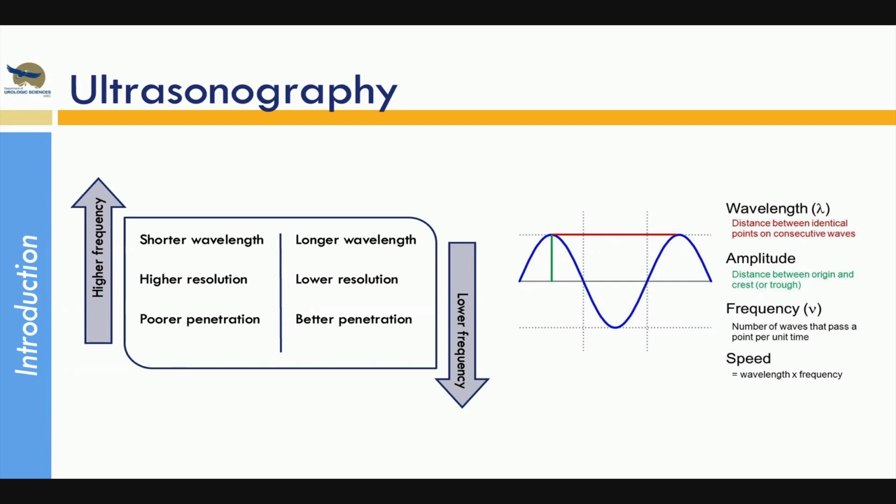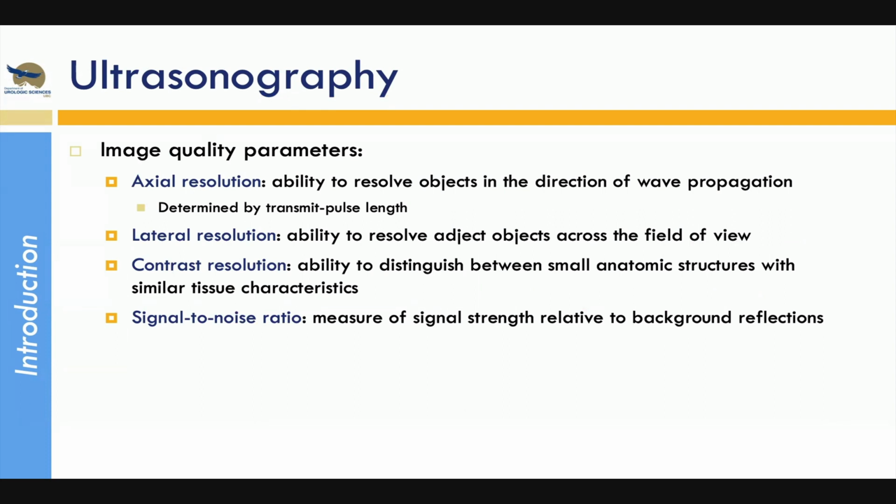Ultrasound image quality can be determined by the characteristics of the wave, and there are multiple parameters you can measure it by. So different kinds of resolution, such as axial resolution, lateral resolution, contrast resolution, and signal to noise ratio are all parameters various studies will use to talk about how good the ultrasound is.